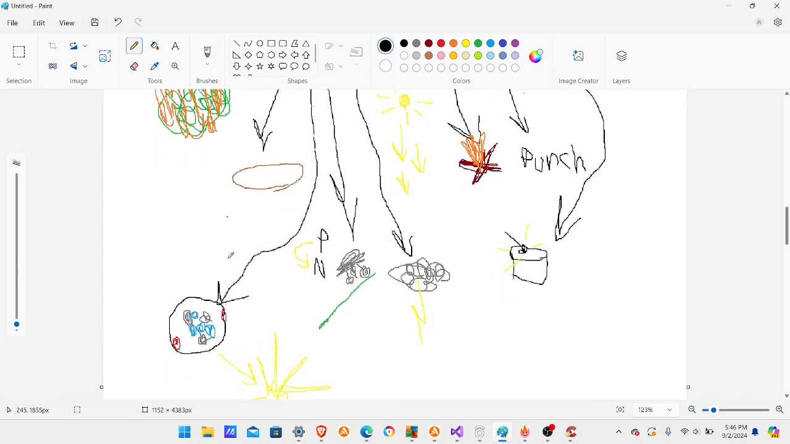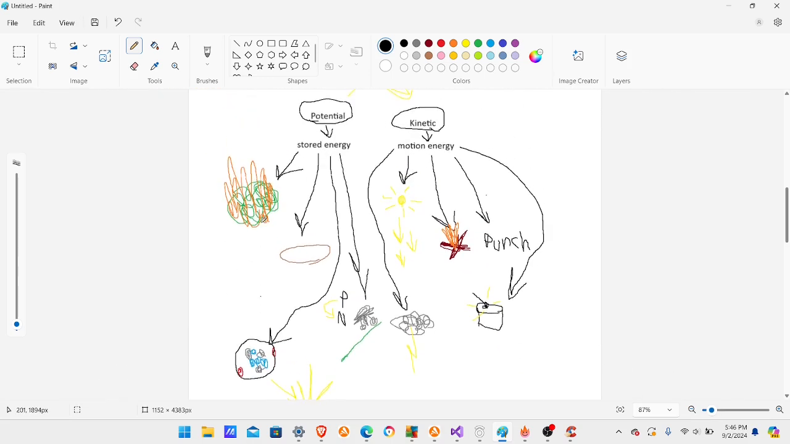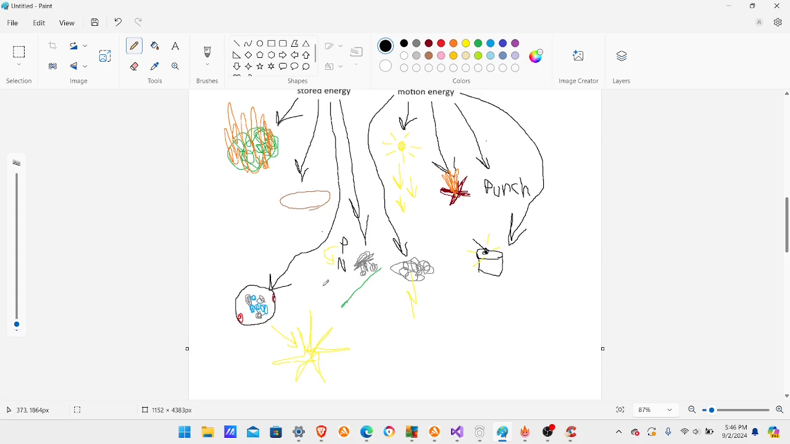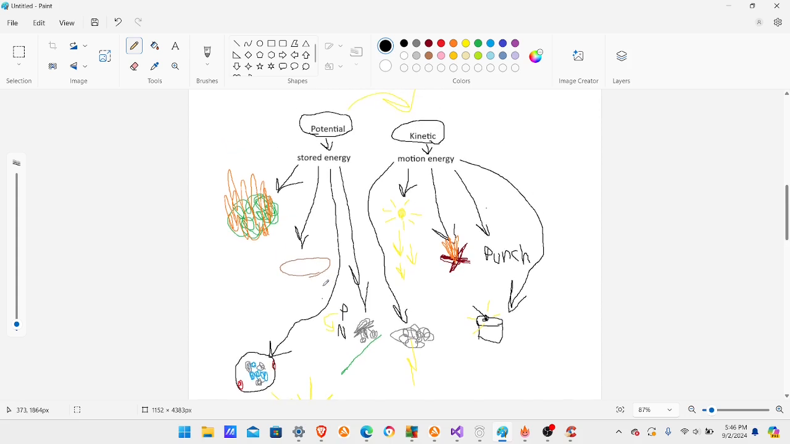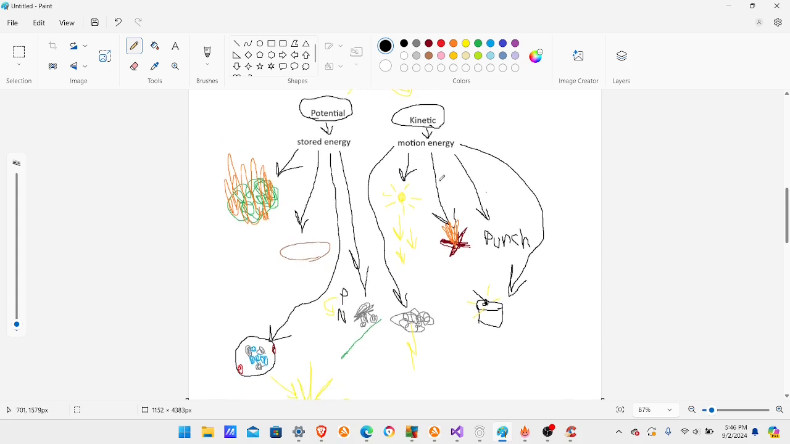And that's basically the main point that I want you guys to take away from this, that motion energy is generally the movement of electrons and atoms in different forms. So that's the main takeaway.